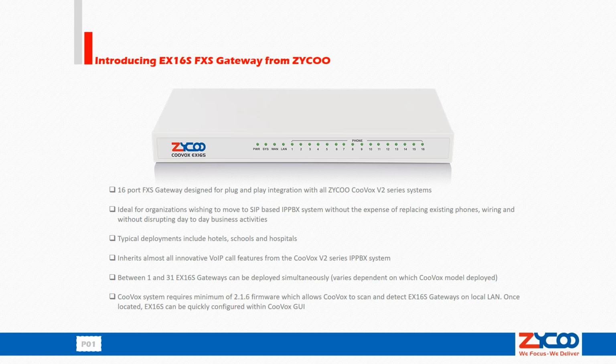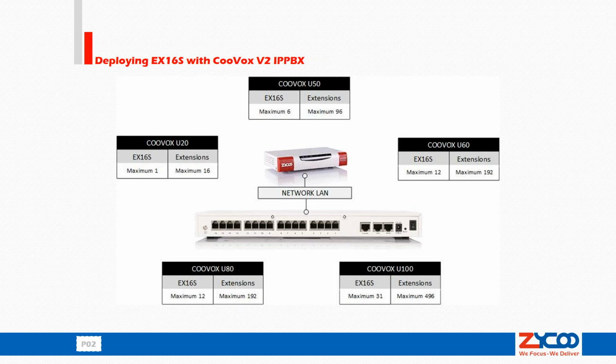Typically, between 1 and 31 EX16S gateways can be deployed simultaneously. This will, however, vary dependent on which CoolVox model you have deployed. CoolVox system requires a minimum of 2.1.6 firmware, and this allows CoolVox to scan and auto-detect the EX16S gateway on the local LAN. Once located, EX16S can be quickly configured from within CoolVox's GUI. Importantly, to deploy EX16S, the unit should reside on the same local LAN as a CoolVox version 2 system to allow it to be auto-detected.